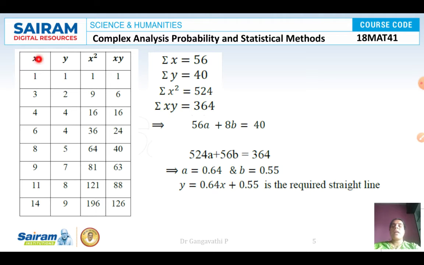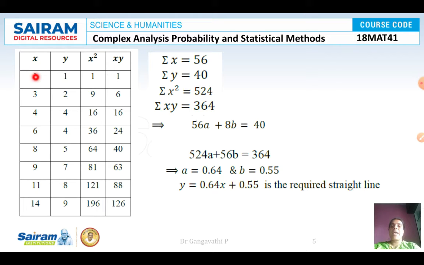So the table is having values of x given and the table is having values of y given. And now square the x values and write it here. So 1 square is 1, 3 square is 9, 4 square is 16, 6 square is 36, 8 square is 64, 9 square is 81, 11 square is 121 and 14 square is 196. And the corresponding values of y are tabulated here, and we need multiplication of x into y.